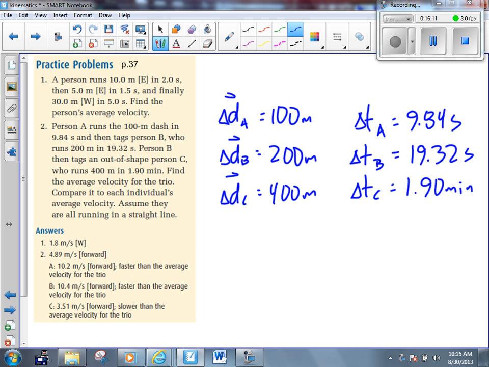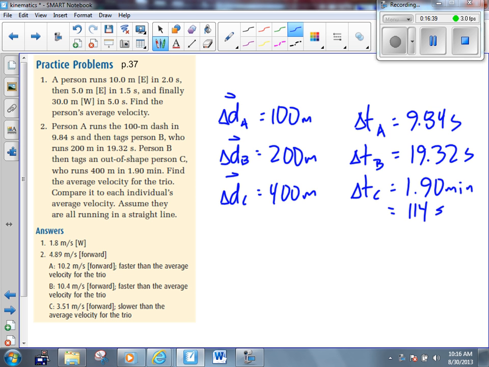Now, we've got all our times in seconds except for one. Let's make our other one in seconds. We want to be consistent, right? We could go minutes if we wanted for all of them, but we might as well go seconds. 1.90 minutes is how many seconds? 114 seconds, is that exactly? Okay, 114 seconds. How'd you get that? Good. 1.9 times 60 is 114.